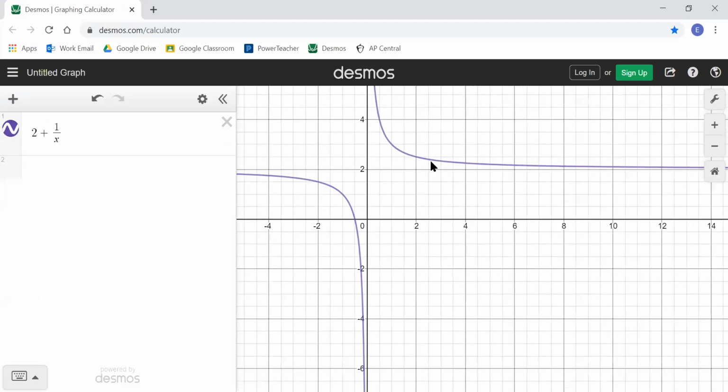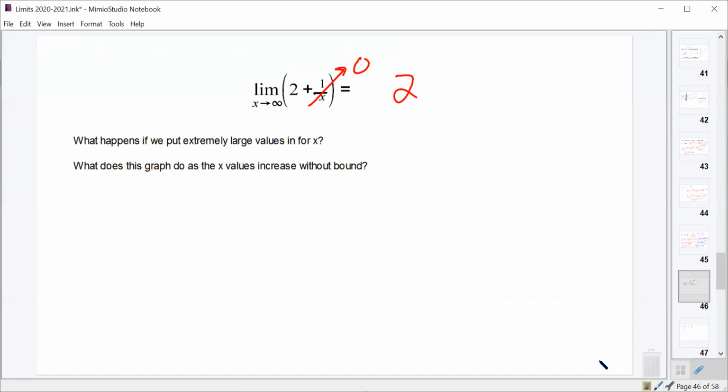Horizontal asymptote. Yep, that's a horizontal asymptote. So this is telling us that we've got a horizontal asymptote of y equals 2. Okay? As our x values increase without bound, our y values get very, very close to 2.